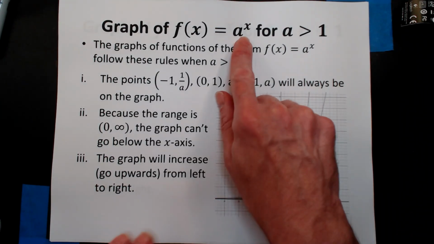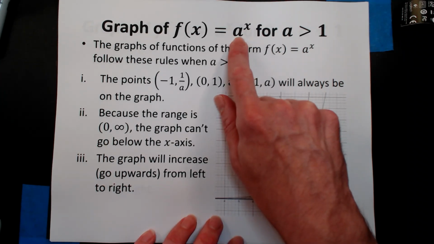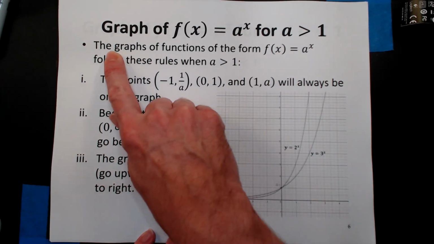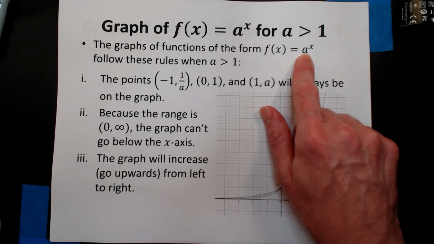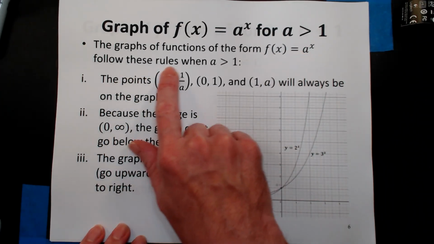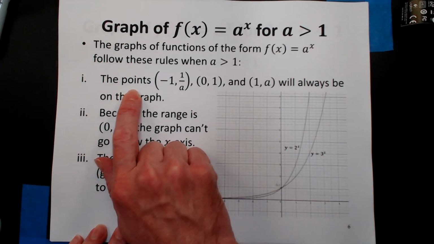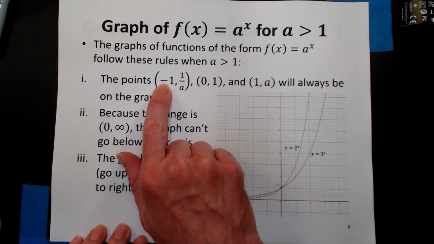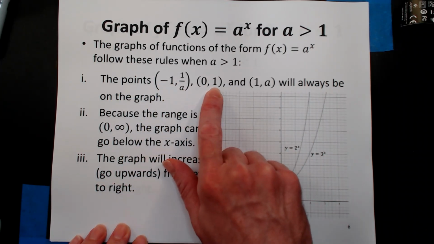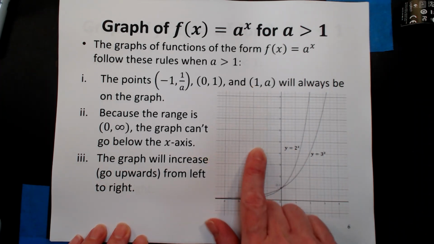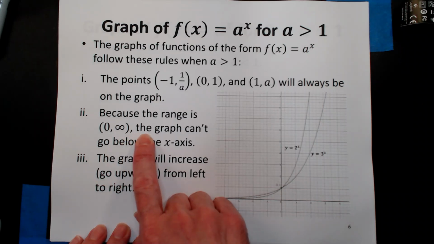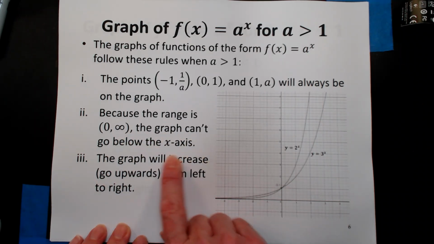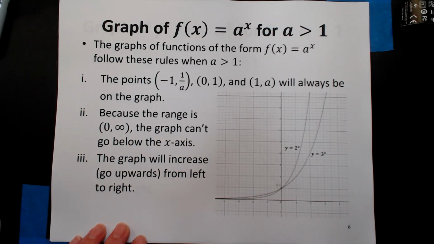So here, we have when a, our base, is greater than 1. The graph of the functions follows the form f of x equals a to the x. Following the rules, when a is greater than 1, the points (-1, 1/a), (0, 1), and (1, a) will always be on the graph. Because the range is 0 to infinity, the graph can't go below the x-axis. The graph will increase, or go upwards, from left to right.